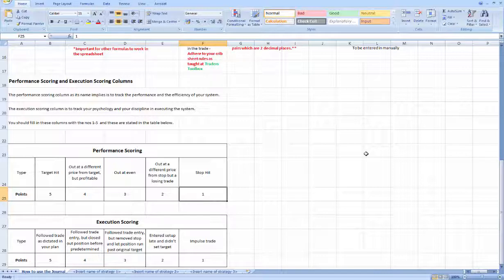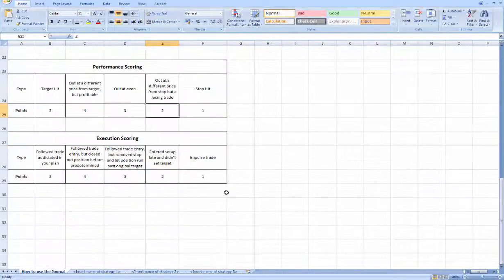Is your system taking you out at lots of 4s? Are you getting an average of between 3 and 4, or a 3.5 average? If you are, then you know that there's potential to revise your target as well. So this will tell you quite a lot. If you can measure it consistently, the key is over 20 trades, again minimum, it will give you quite a bit of information. You've also got some execution scoring here as well.